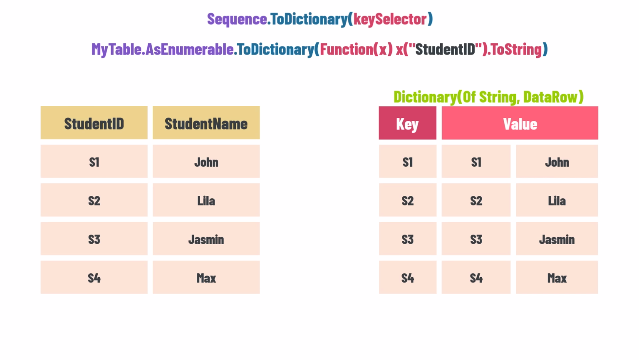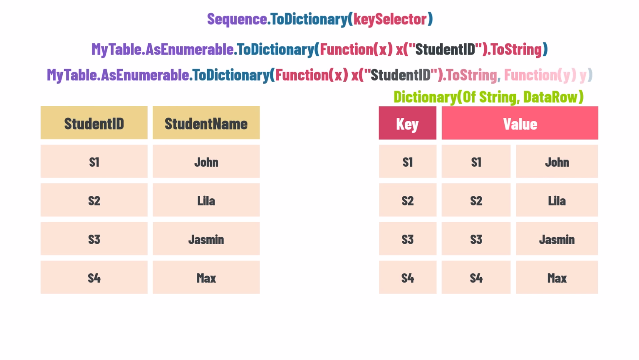So, if we don't select a value, the query selects the values depending on the data type we have. Here we have a data table, therefore the value will be the row. We can also achieve the same result using the first overload, for example this query. Here I selected the key and the value. The key is the content of the column student ID. The value is the complete row.